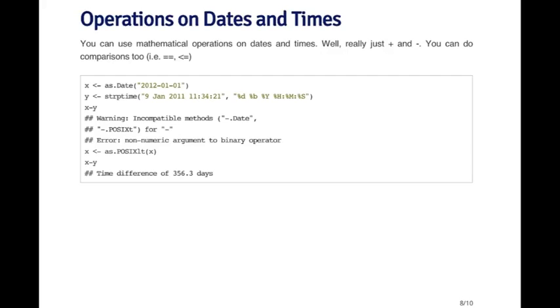Now, once you've got data in the date or time format, you can do operations on them, which can be very handy. For example, you can add and subtract dates. You can compare dates. You can see if one date is less than another date, or whether these two dates are equal to each other. One thing that you need to be careful about is that you can't always mix different classes. So if I have x, which is a date object, and then y, which is a POSIXlt object, if I try to subtract the two, you'll get an error because they're not the same type of object. But if I convert the date to a POSIXlt object, so I can do as.POSIXlt on it, then if I take the difference, it'll say that there's a difference of 356.3 days between the two.